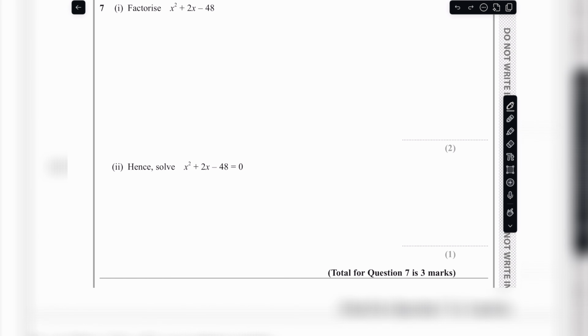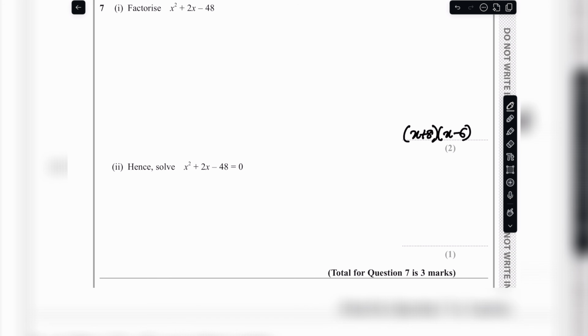In the first part of question 7, we are told to factorize this quadratic expression. So simply put, we need 2 factors of -48 that add to give us 2. And those values are 8 and -6. So the final answer is x plus 8 multiplied by x minus 6.